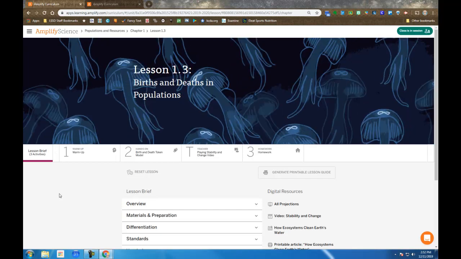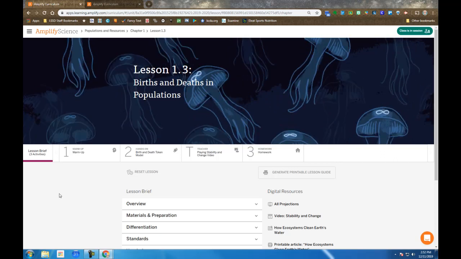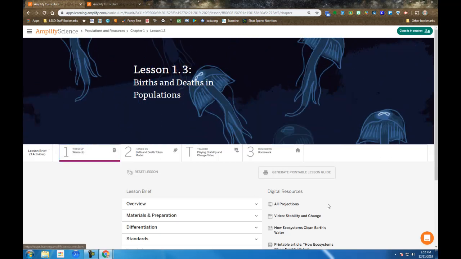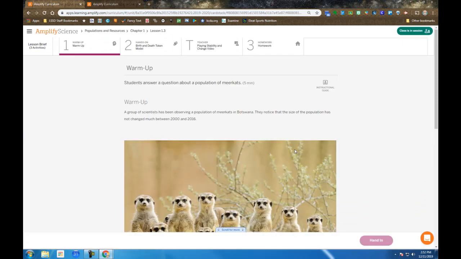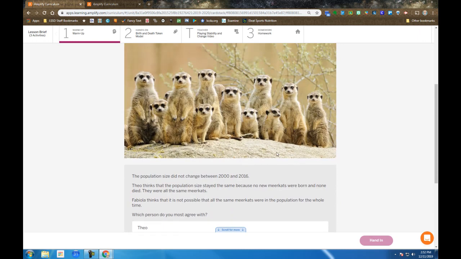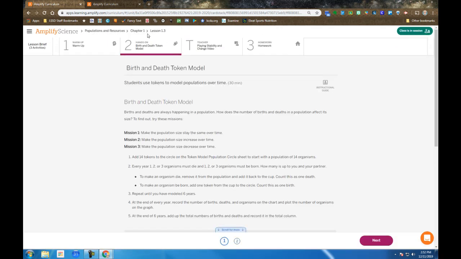Amplify Science, Populations and Resources Unit, Chapter 1, Lesson 1.3, Births and Deaths in Populations. We begin with the warm-up, where you get to meet the meerkats, and you're asked a couple questions about the meerkats. And then we move on to birth and death token model.